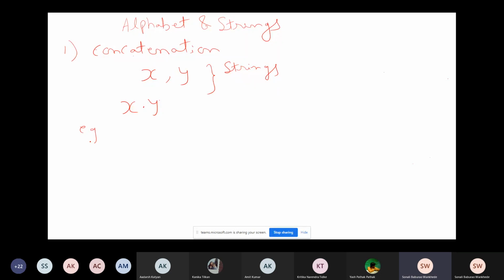Now, let us consider one example here. Suppose your X is equal to A1, A2, AN, and Y is equal to B1, B2, BM. These are the two strings. I'm having two strings X and Y, and the values of X are A1, A2, AN, and Y is B1, B2, BM. After this, I'm going to perform concatenation. So what will be my result here? X dot Y is equal to A1, B1.